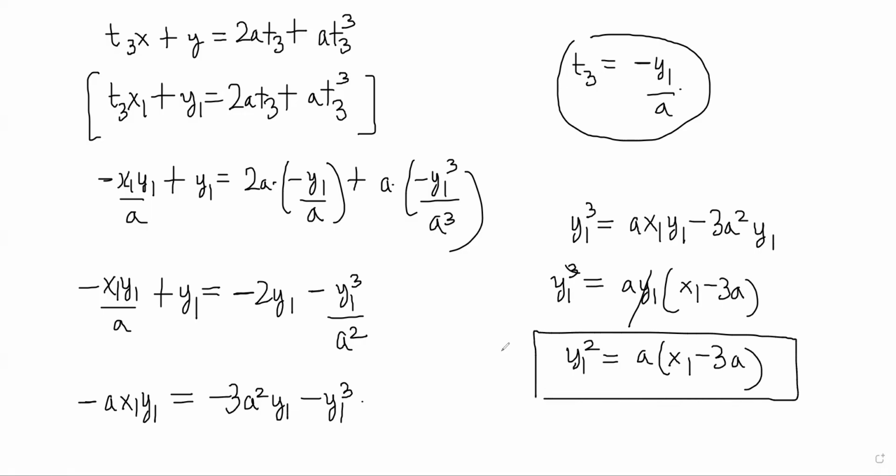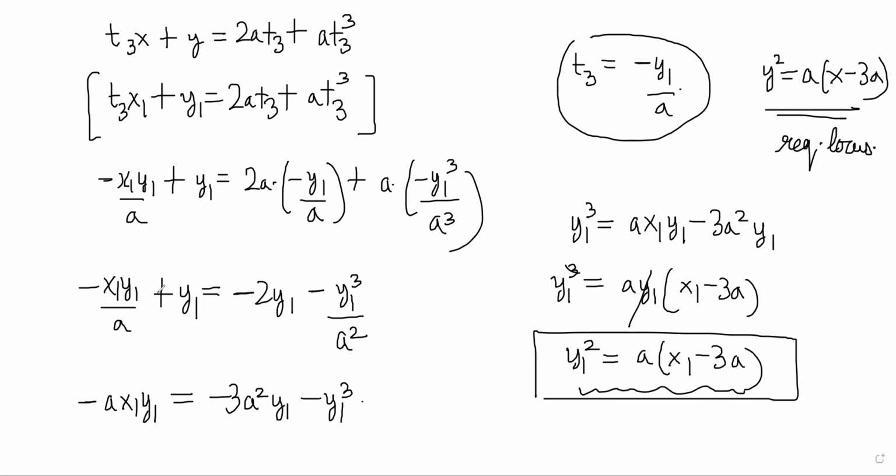And this is the relation that connects the coordinates x1, y1 in an equation, right? And we wanted the locus of this point P x1, y1. So our required locus is replacing y1 and x1 with y and x. You get y square is equal to a x minus 3a. That's the required locus.